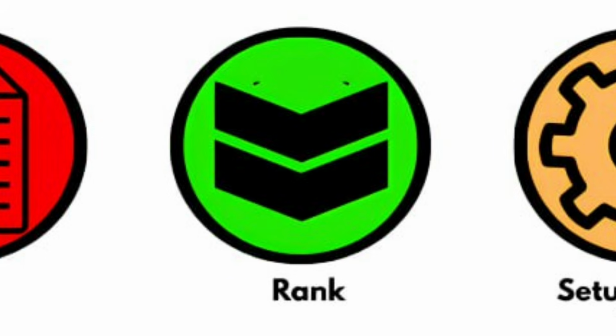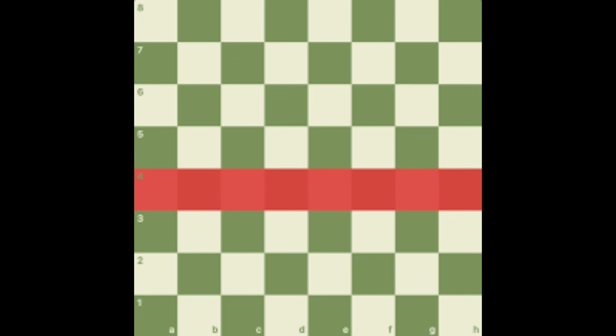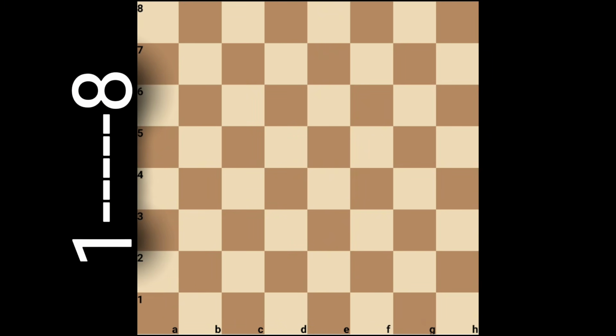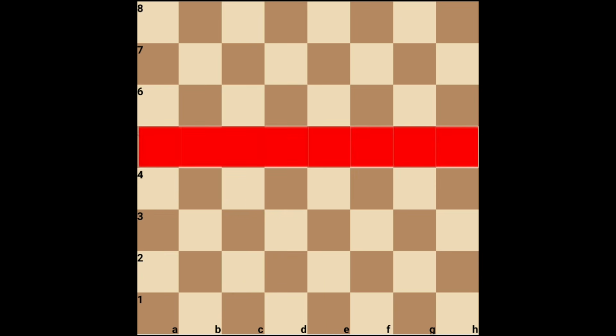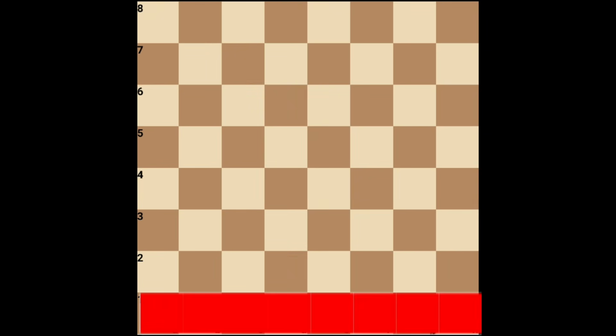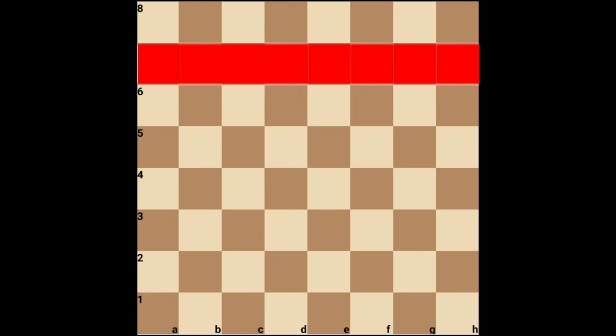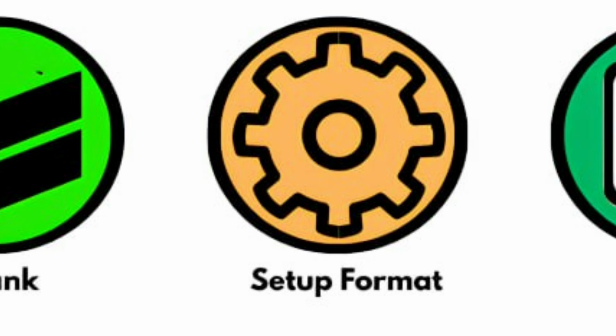Rank. In chess, a rank refers to one of the 8 horizontal rows on the chessboard, numbered 1 to 8. Each rank contains 8 squares. It's similar to files, but these are the rows, not the columns. As you might guess, this is the first rank, second rank, third rank, and so on all the way to the 8th rank.